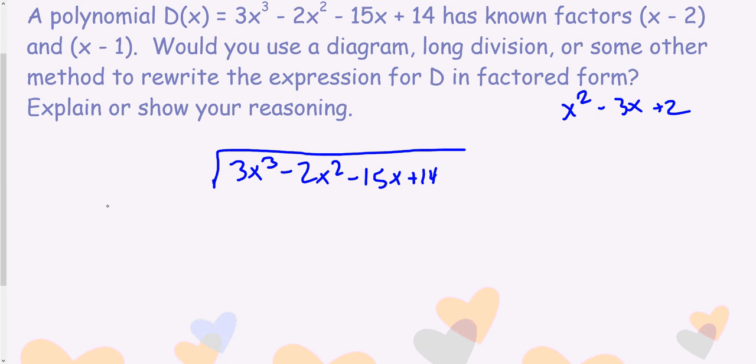I'm going to put this over here: x squared minus 3x plus 2. We haven't done long division like this, so hang on. Just showing you this. It's the same exact process. You're still going to divide, but now, instead of dividing by x, we're going to divide by x squared. So what's 3x to the third divided by x squared? Just x. So I'm going to put an x way over here.